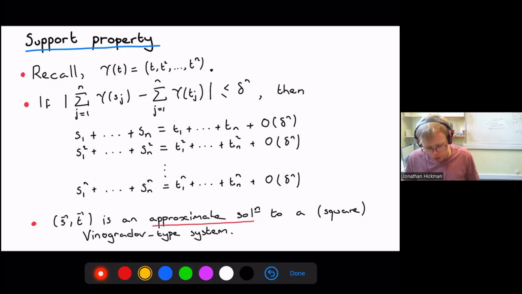So I just want to recall that we're working with the moment curve here, so the components are given by these monomials. If we look at this condition on the differences of the sums of the γ(s_j)'s and γ(t_j)'s, we can write this out explicitly in terms of each of the components. And we see that the s and t form an approximate solution to a Vinogradov type system. What I mean here is that they satisfy this Vinogradov system consisting of power sums up to some small error term, and the error term has size delta to the n. So this will be what we mean by an approximate solution.